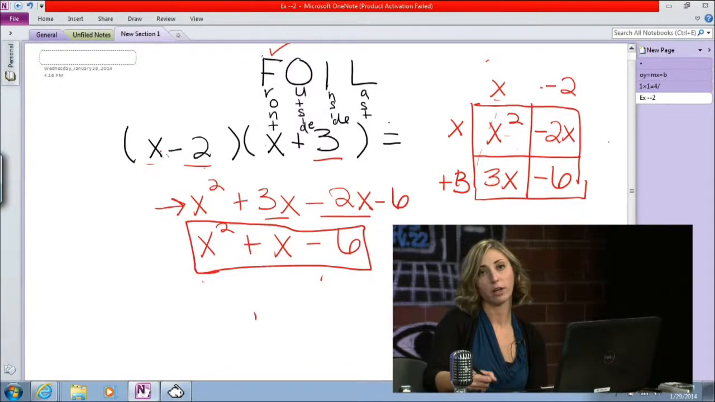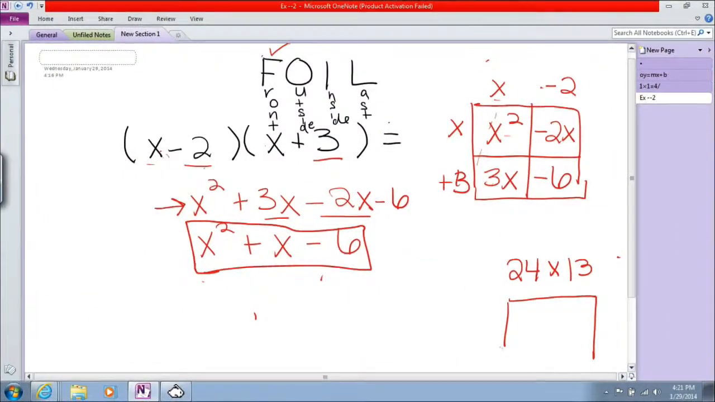And this area model works for other things too. You can always use the area model for whole numbers. So let's say I wanted to do 24 times 13. I could set the area model up like this, where I have 20 and 4 and 10 and 3. And we multiply and add our numbers together. So you can do it with whole numbers, you can do it with trinomials. It's definitely something that applies to more cases than just FOIL. But I hope that helps you understand FOIL a little bit better.